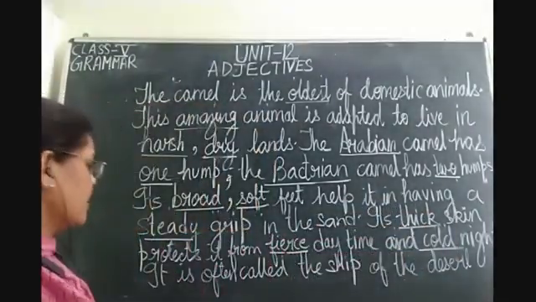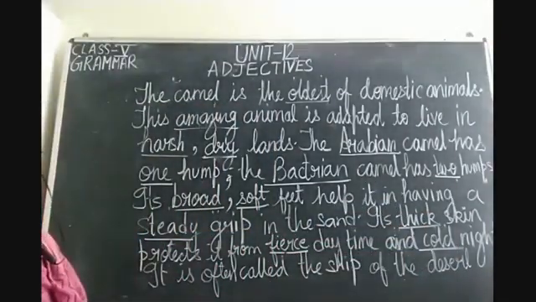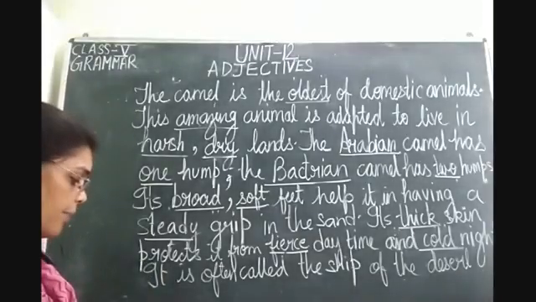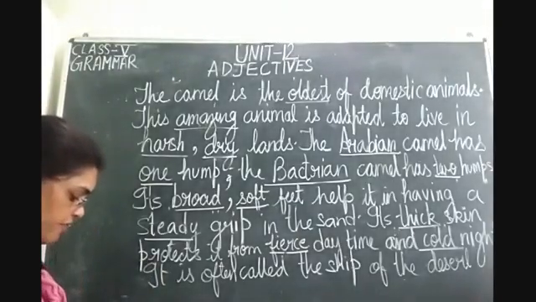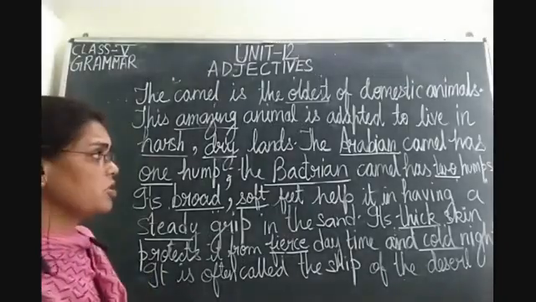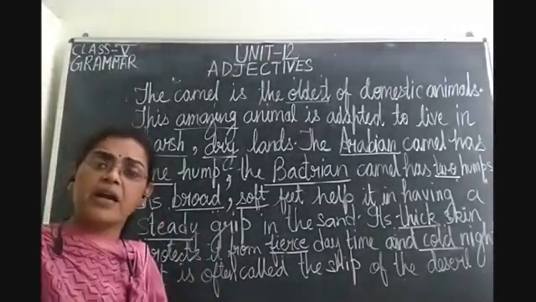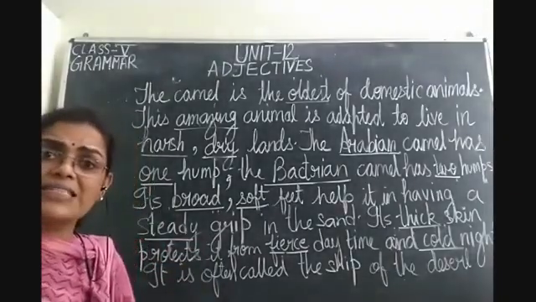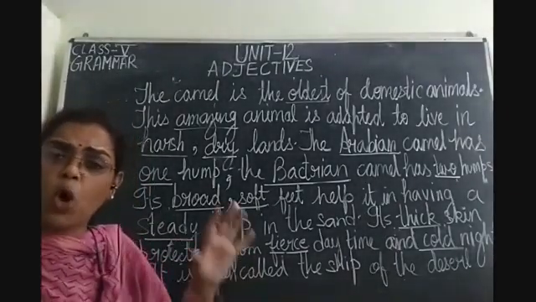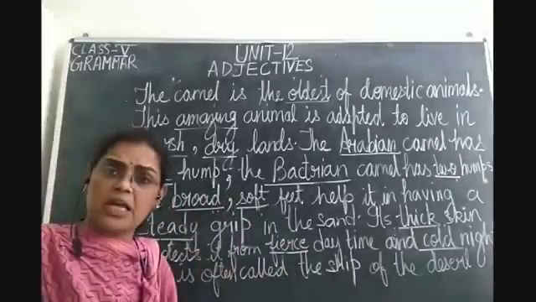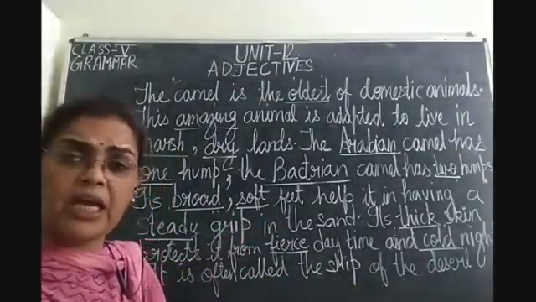Cold. Then it is often called the ship of the desert. So camel is often called the ship of the desert. I hope children now the adjectives are clear to you. Adjectives are nothing but they are known as describing words.